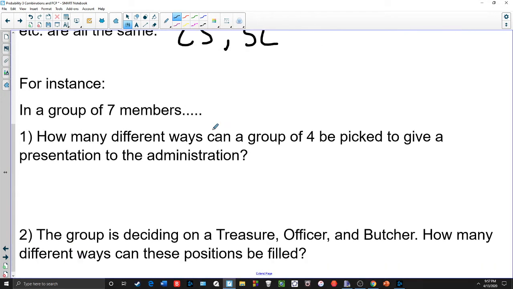So let's look at a few of these here. In a group of 7 members, how many different ways can a group of 4 be picked to give a presentation to the administration? So we're picking 4 people from this group of 7 to give a presentation.